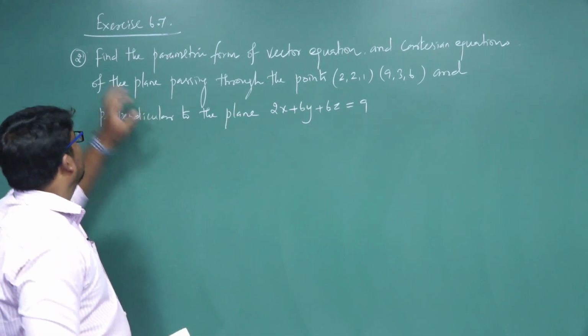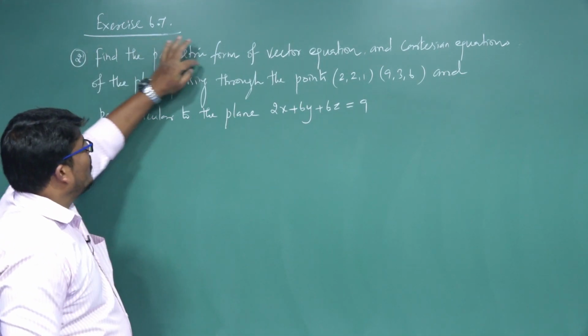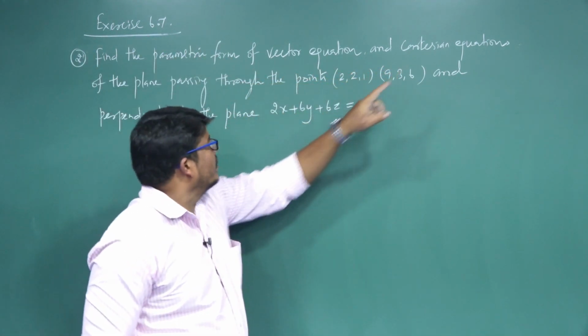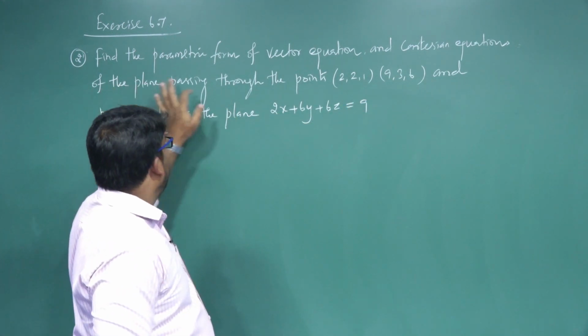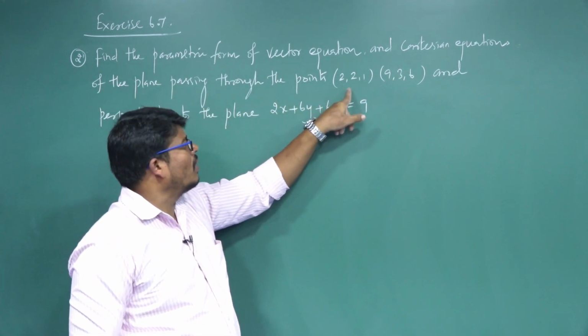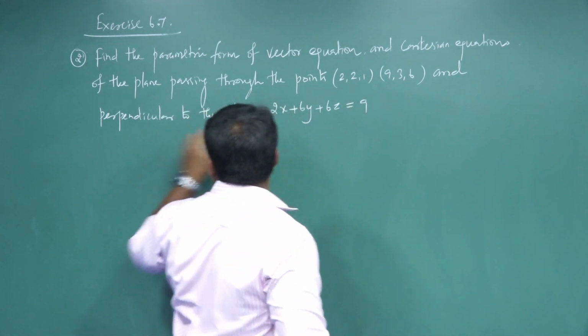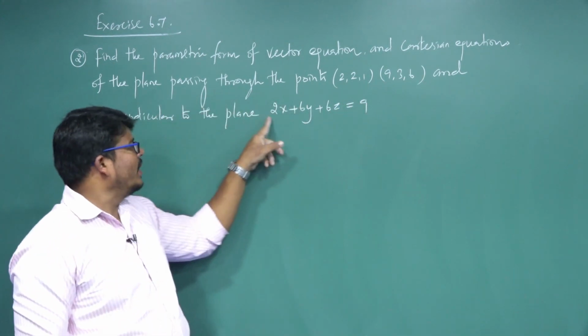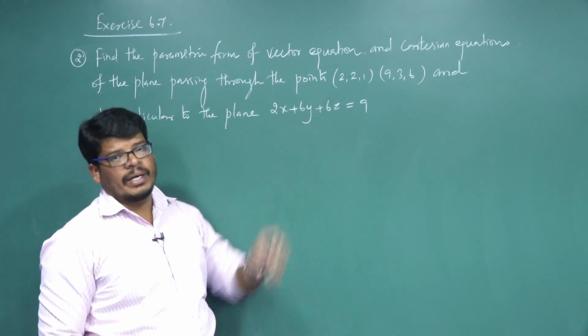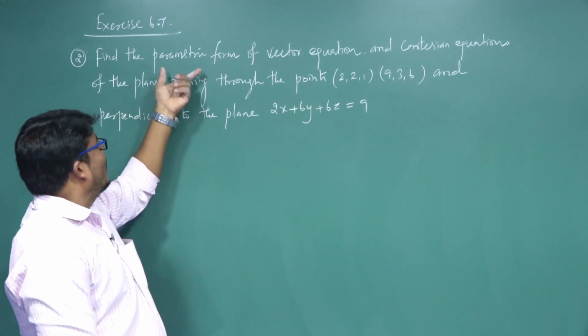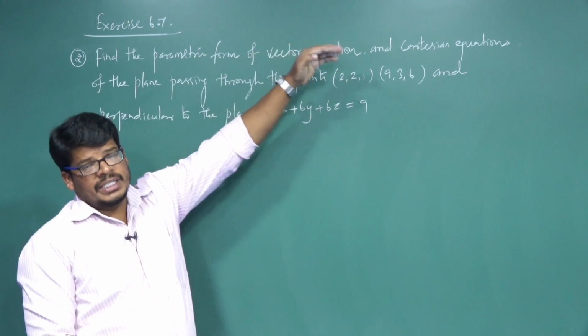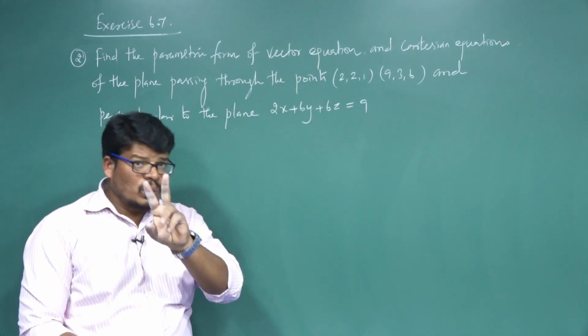Next, the second problem. Find the parametric form of the vector equation and the Cartesian equation of the plane passing through the points 2, 2, 1 and 9, 3, 6 and perpendicular to the plane 2x plus 6y plus 6z equal to 9. Now find the parametric form of the vector equation and the Cartesian equation of the plane passing through 2 points.